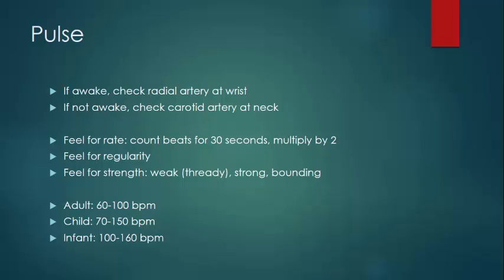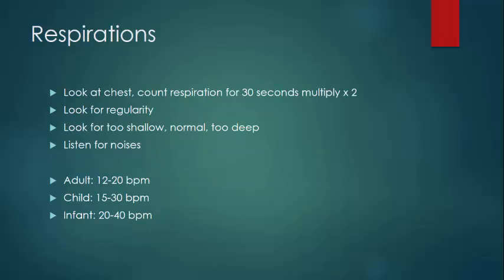You want to feel for regularity, and it's either A, it's regular, or B, it's not. So regular or irregular all the way through. You want to feel for strength. Normal is strong, you can feel it. Abnormal then would be weak, like a thread's touching your fingers, thready, or bounding, it just jumps out of the skin. So those would be abnormal, strong is normal. Normal pulse rates for an adult, 60 to 100 beats per minute. You don't have to know the exact numbers for the child and the infant, just know the smaller they are, the faster their heart beats.